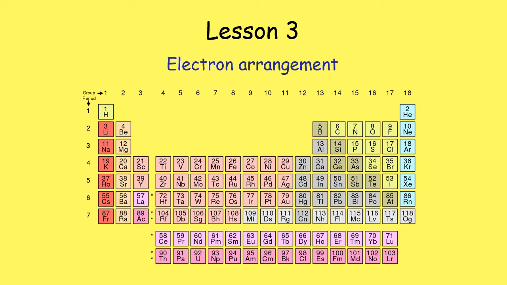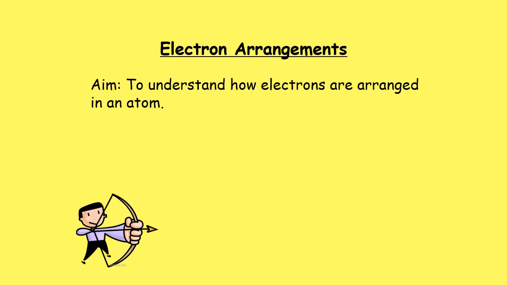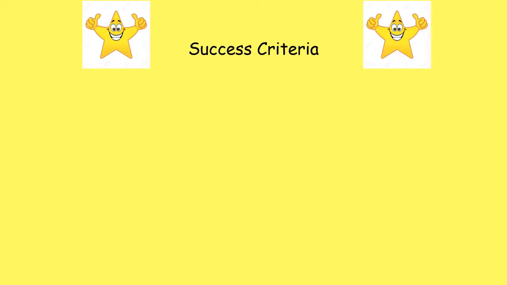So this is a National 4, National 5 lesson on the subject of atomic structure. And what we will be looking at today is electron arrangement. The aim is to understand how electrons are arranged in an atom, around the nucleus.